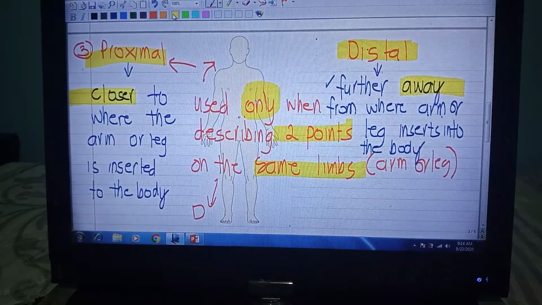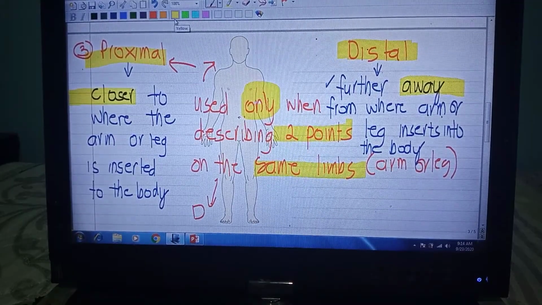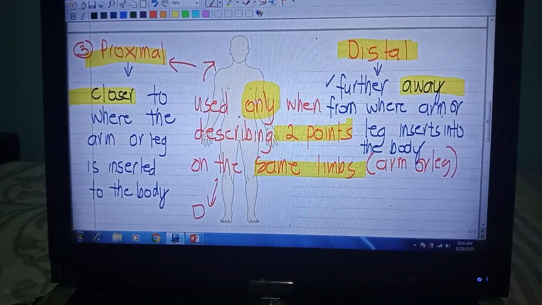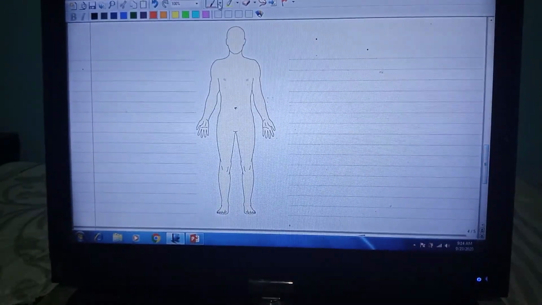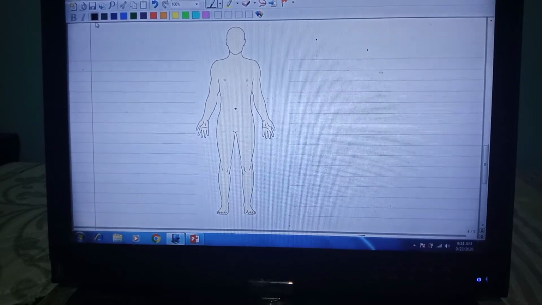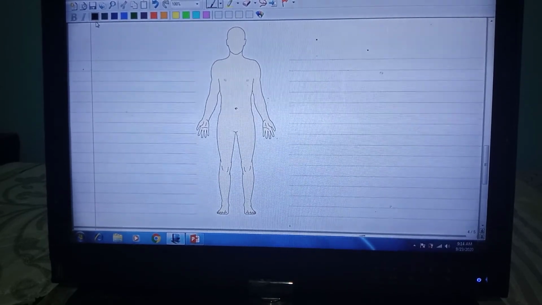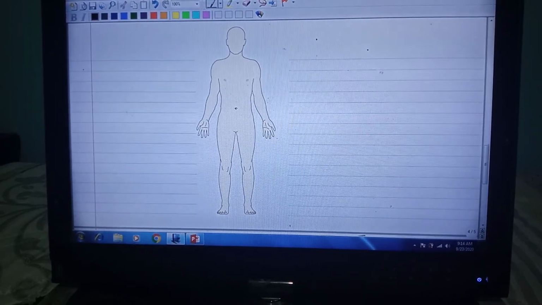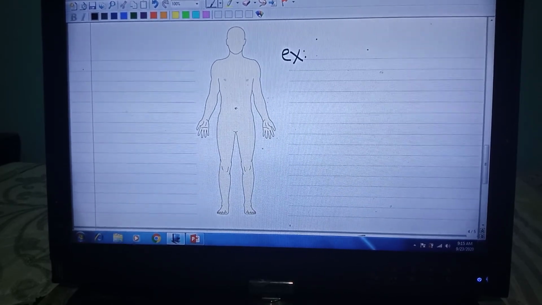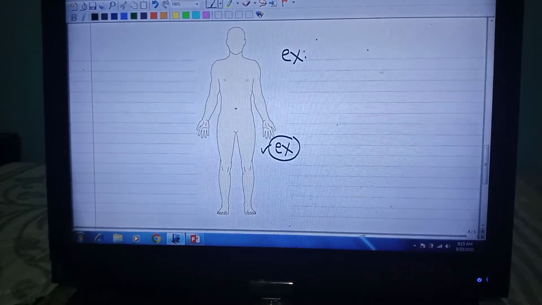O, titignan natin ha. On the leg po tayo. Bibigyan natin ng example. Tataas ko lang. Ayan. Ay, ito na lang. May isa pang figure dito. Okay, maganda na marami tayong reserba. Kailangan natin ng reserba pag ano. Sorry. Okay. An example on the leg. Tignan natin.